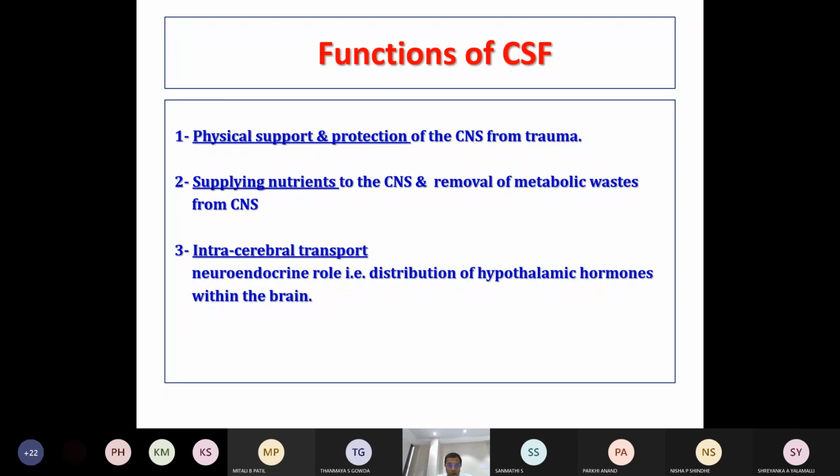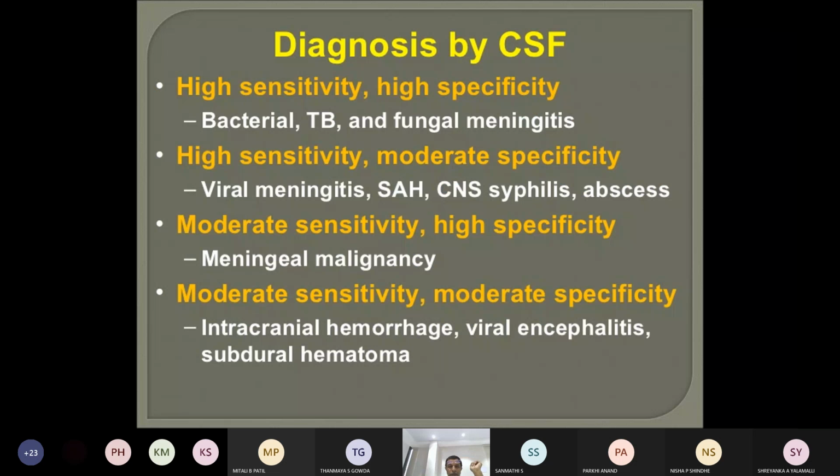So functions: as you know, every tissue and organ requires nutrients and sends out waste materials. Similarly here, it provides physical support and protection to the CNS from trauma, supplies nutrients to the CNS, and removes metabolic waste from the CNS. The third point is intracerebral transport, a neuroendocrine role, and distribution of hypothalamic hormones within the brain. These are the important functions of the CSF.